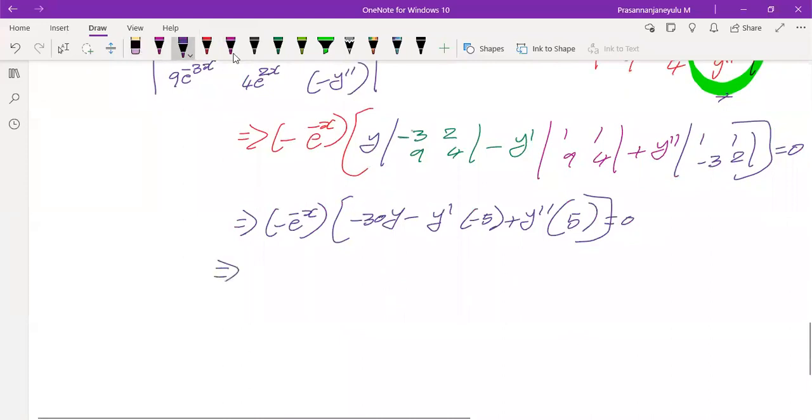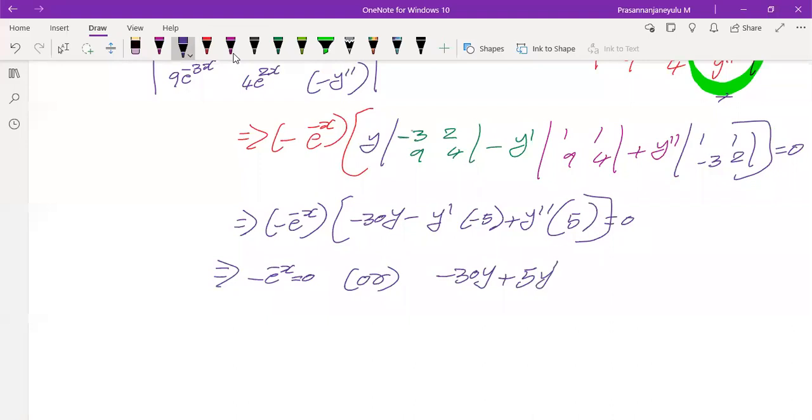either minus e power minus x is 0 or this one is 0. What is that one? Minus 30y plus 5y dash plus 5y double dash equals 0. So from this, can I take 5 common and take it to the right hand side? Then I'm writing with the higher order first: y double dash plus y dash minus 6y equals 0.